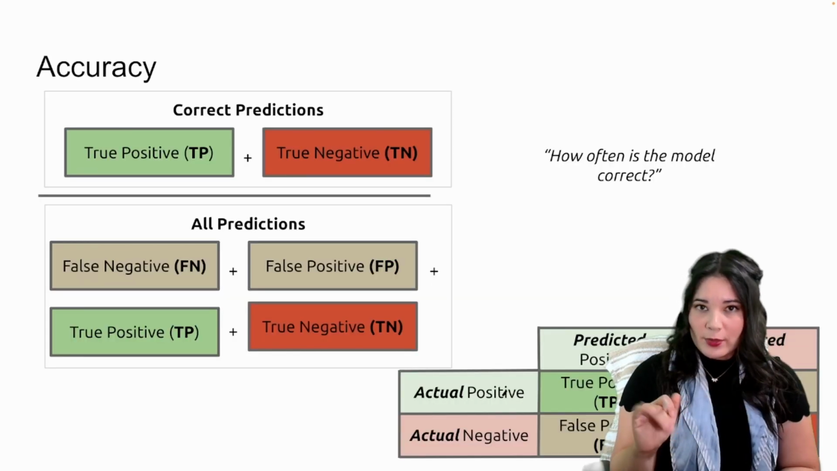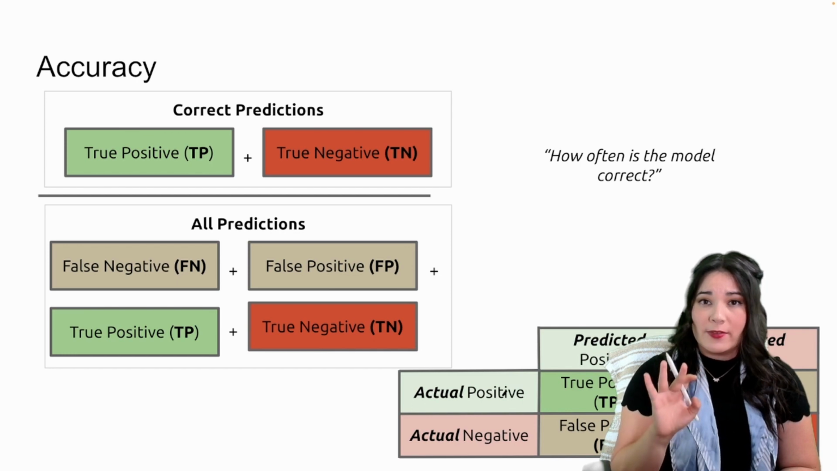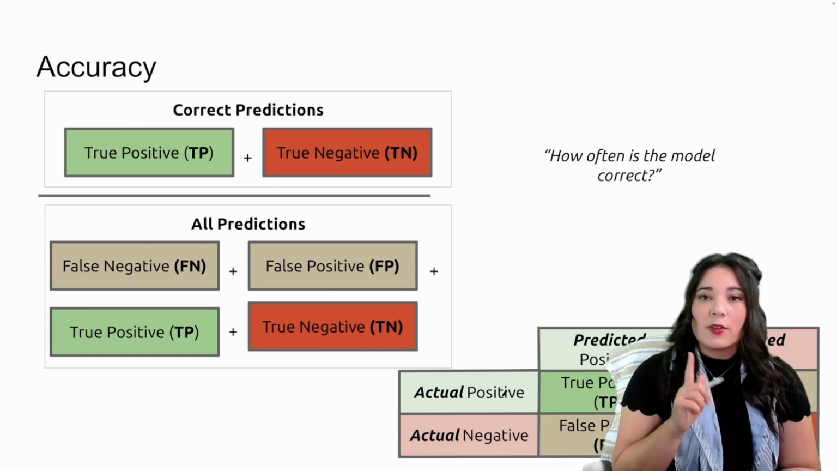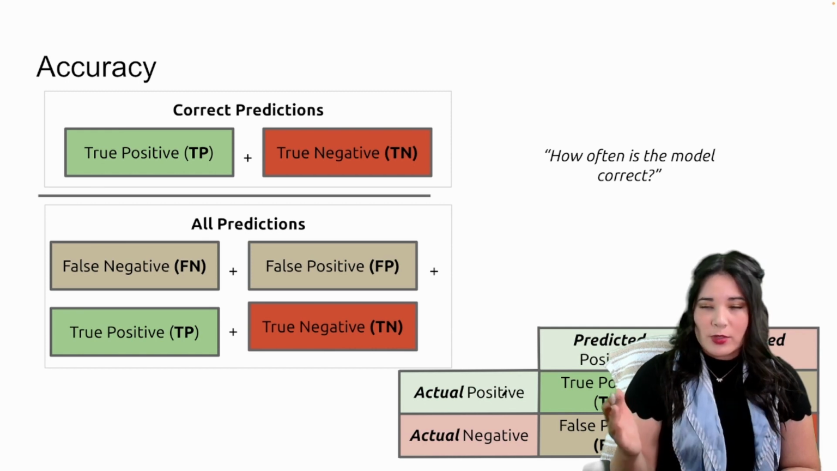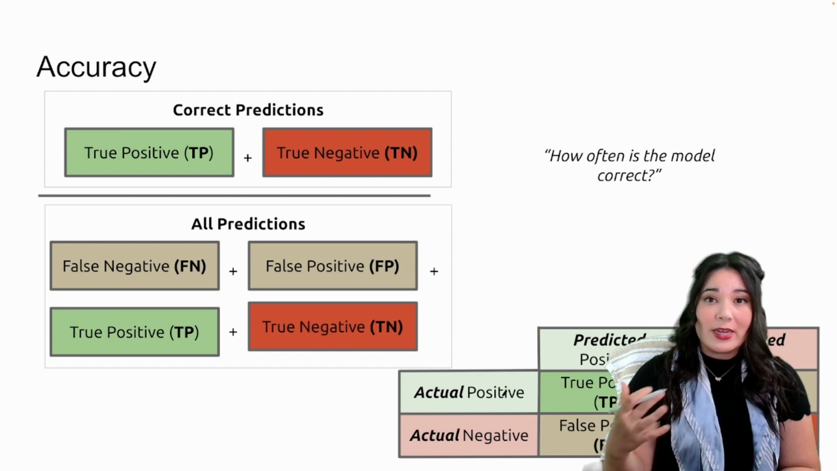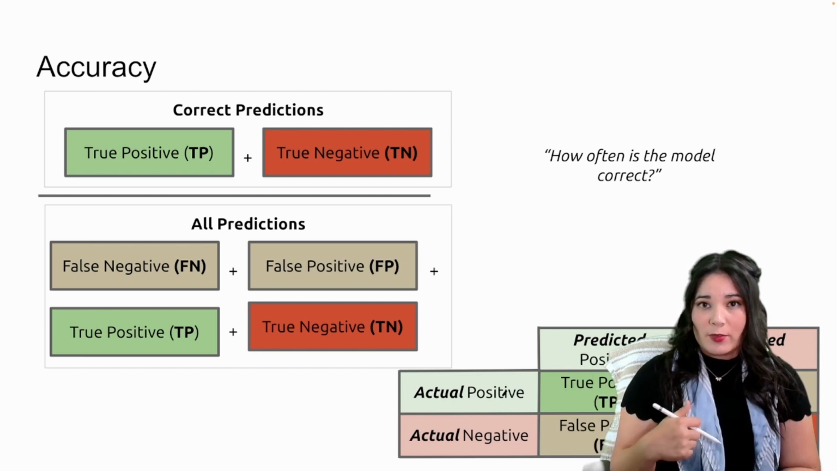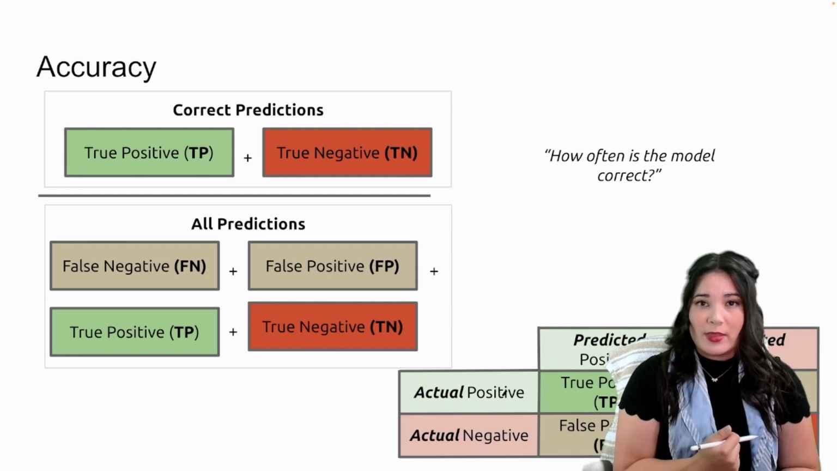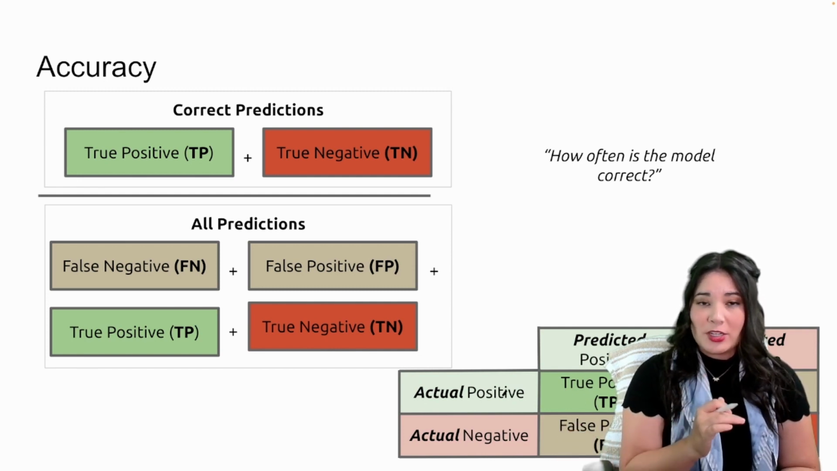All right, now that we've talked about confusion matrices, let's see how we can use these four different values to create different metrics of how well our model performed. First up, we have by far the most common one, which is accuracy. Accuracy is just how many correct predictions a model got divided by the total number of predictions it made. The higher the accuracy, the better performing the model. Accuracy answers the question, how often is the model correct?